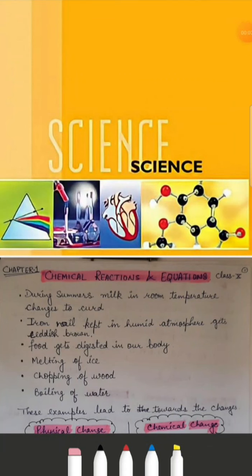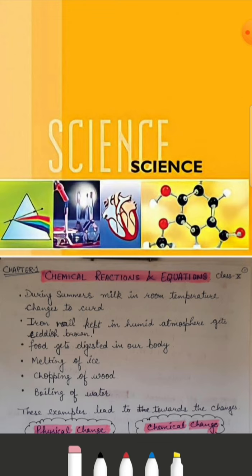So today we are going to start with class 10th science, chapter 1, chemical reactions and equations. As you are looking here on the screen, I have enlisted some examples. Number 1 is, during summer, milk at room temperature changes to curd. You must have seen at homes that milk converted to curd during summers.